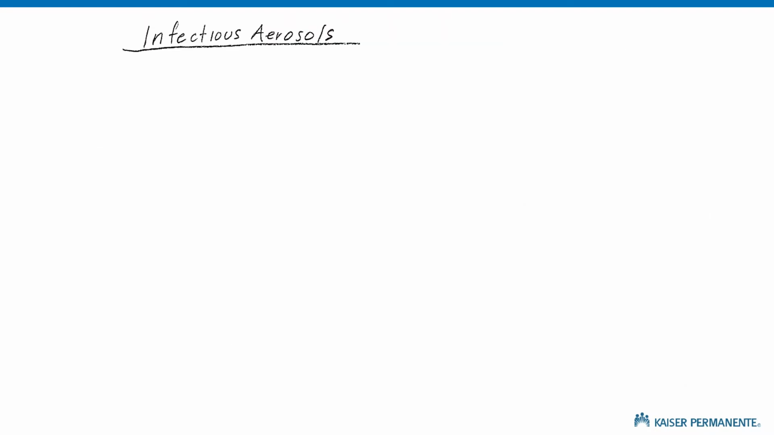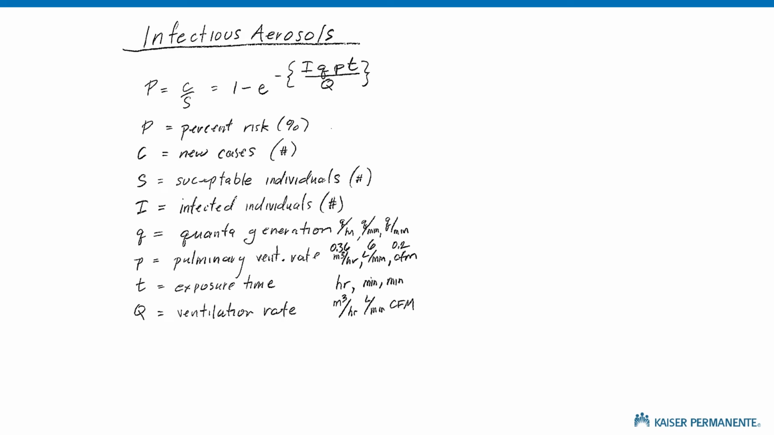Now, most airborne transmission assessment doesn't use metrics of particles per cubic meter. We use a metric of quanta. A quanta is the fictional amount of aerosol that creates an infectious dose in a poorly ventilated room. This is the simplest version of a model called the Wells-Riley equation. P is the probability of infection, which is also C over S. C is the number of new cases in a population of S. S is the number of susceptibles.